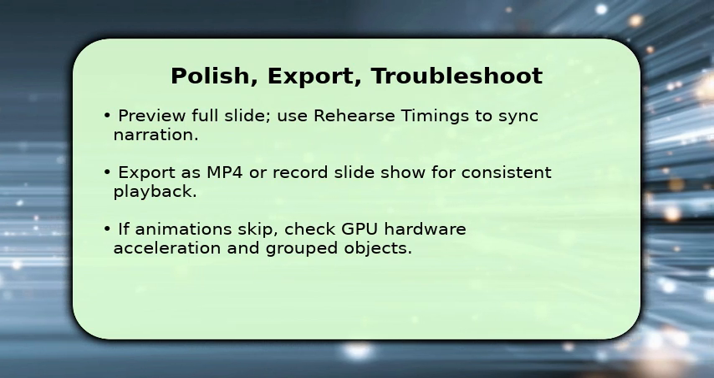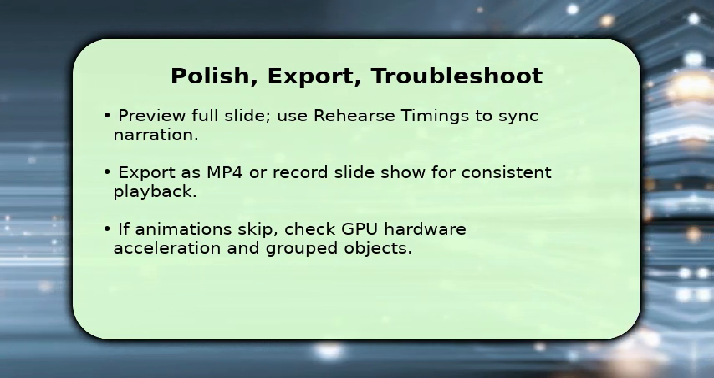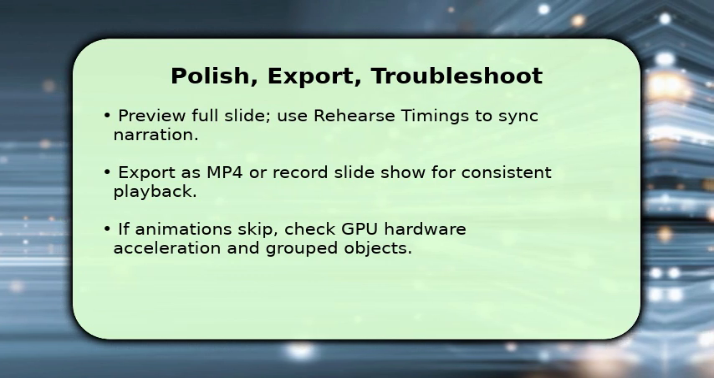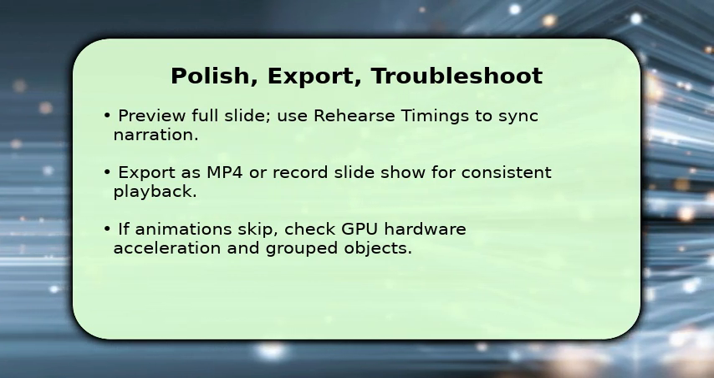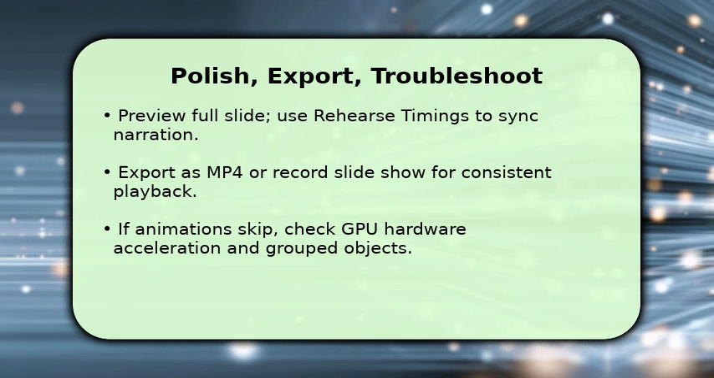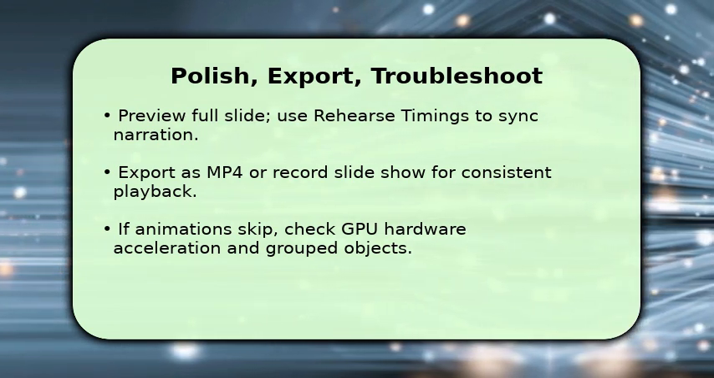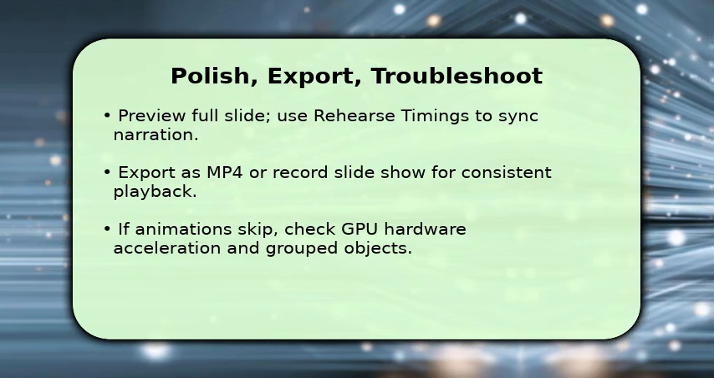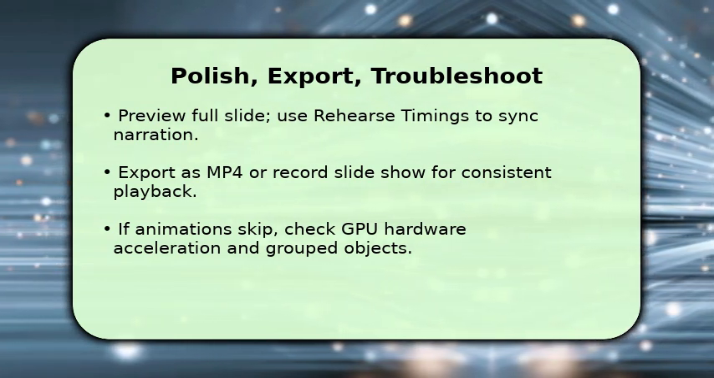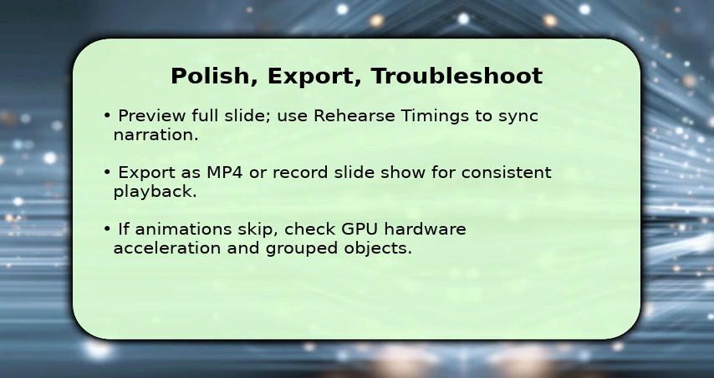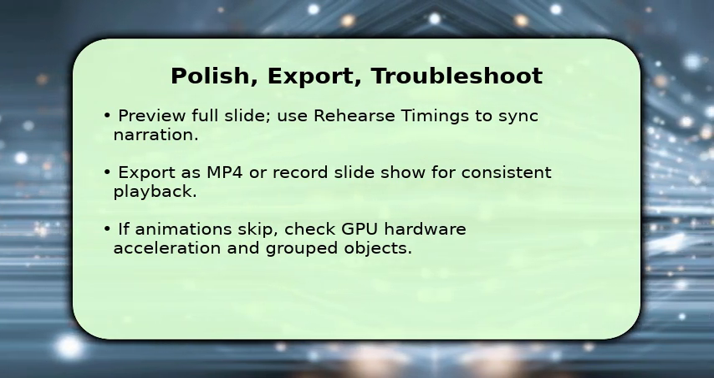When satisfied, export as MP4 or record a slideshow to ensure consistent playback across devices. If animations skip or stutter, check hardware acceleration settings and ungroup complex objects to isolate the issue. Make sure to test on the target machine. If problems persist, simplify overlapping animations or update Office to the latest patch.